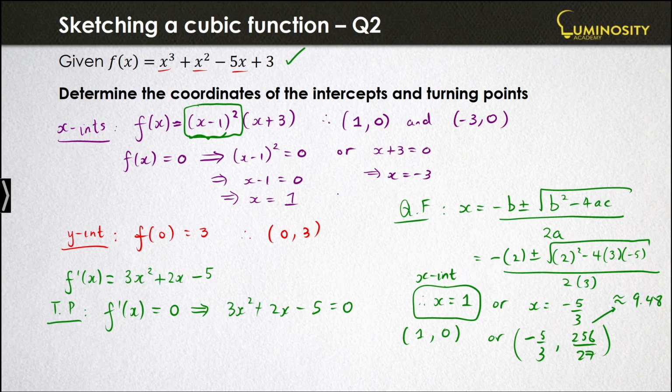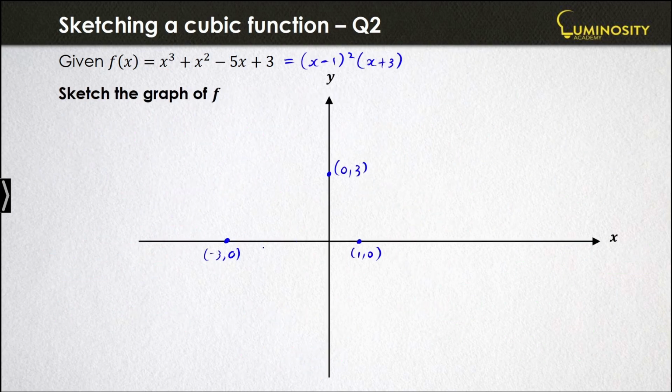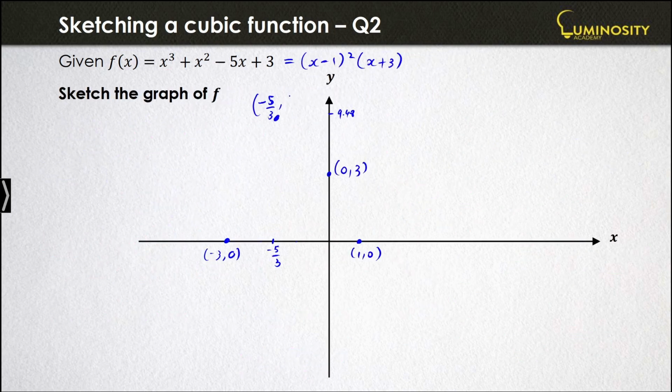Then it says turning points. The turning points were at (1, 0), and then negative 5/3 and 9.48. So let's come back here. Negative 5/3 is close to negative 2, so it's about here. And then the y value was approximately 9.48 to 2 decimal places. So let's plug that in there and make sure to label your coordinates, very important. What I always do is put the exact value as a fraction, so 256 over 27, so that there's no confusion on the exact value. And then the other one was at (1, 0). So it turns at that point there.